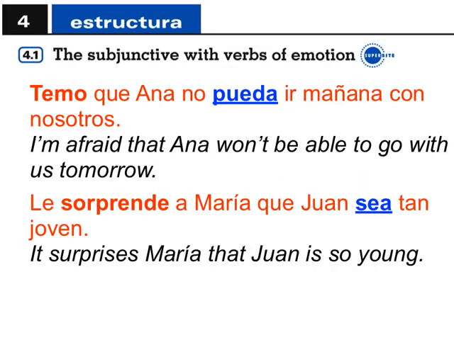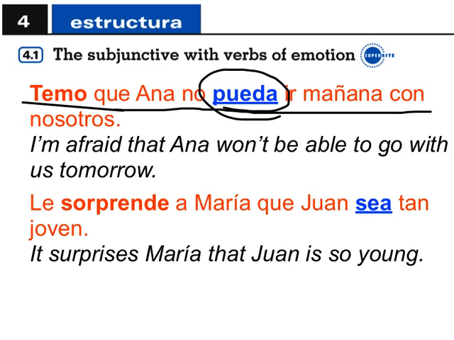Okay, now we have a couple more examples. We have, temo que Ana no pueda ir mañana con nosotros. Temo comes from the verb temer. It's like tener miedo de que. Whenever we're afraid or fear something may happen, doesn't mean it's going to happen. We don't know. As again, the future is a mist. So, temo que Ana no pueda. Here is your verb in the subjunctive. Please remember that the main clause verb is indicative.